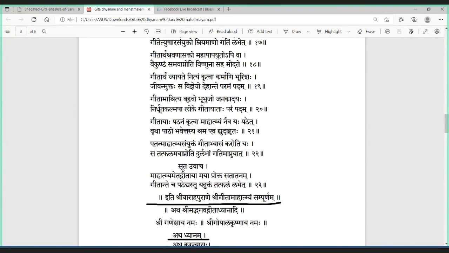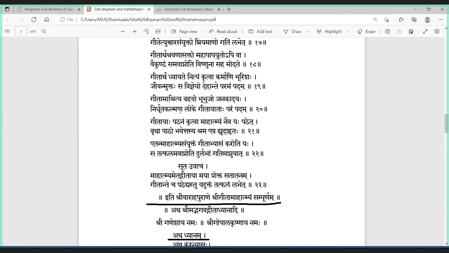Gita mashritya bahavaha bhujo janakadayaha nirdhuta kalmashaloke gitayatah param padam. He says it's not just Vishnu saying this. Many great people, it's not one or two. Bahavaha bhujo, great kings, many people like Janak Adayaha, Janak Adi. Many people have taken ashray in Gita, Gitam ashritya. They have taken ashray in the knowledge that Gita offers.